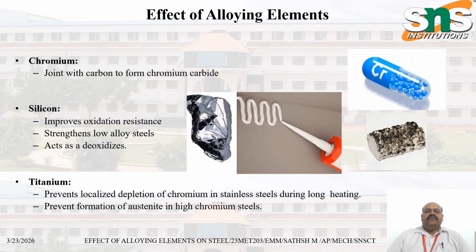Then the purpose of alloying titanium is to prevent localized depletion of chromium in stainless steels during long heating and prevent formation of austenite in high chromium steels.